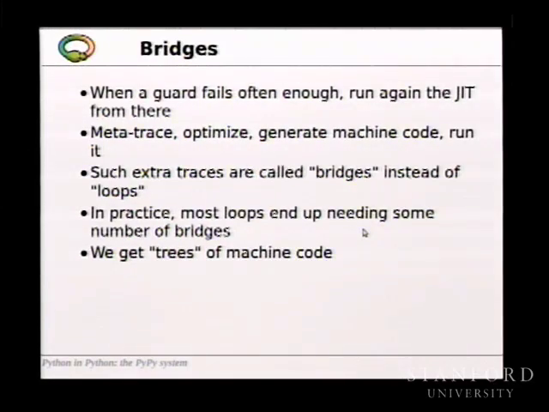So what we are doing is the so-called bridges. When a guard fails often enough, since we just have profiling on the guards, we start the whole thing again. Basically, we start the meta-tracer, optimizer, and generate machine code, running the machine code from the location of the guard failure until the next iteration of the loop. In this way, we generate, branch after branch, a complete tree of operations.